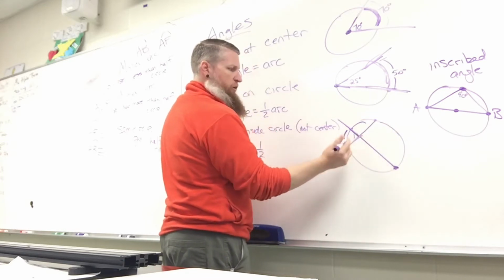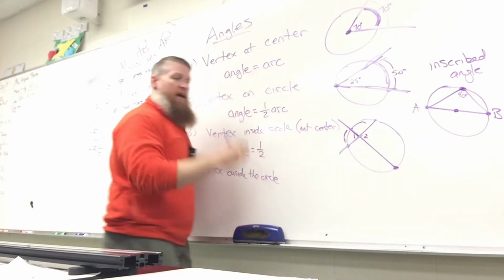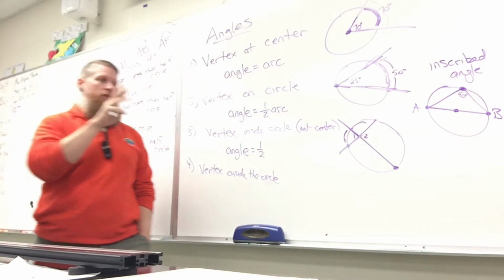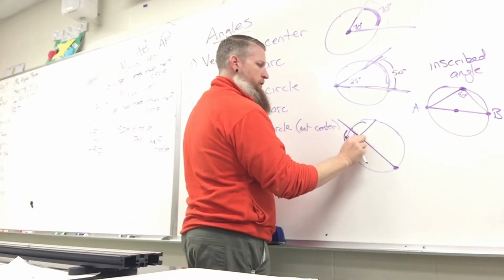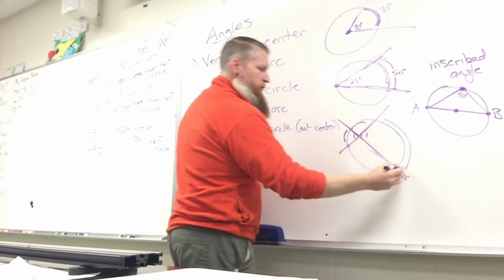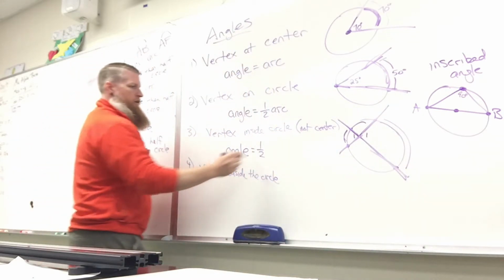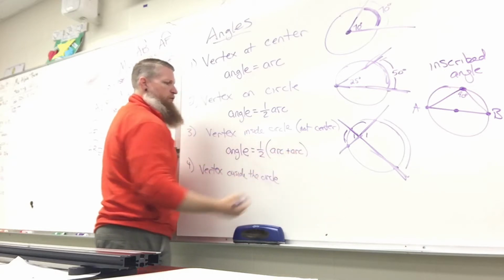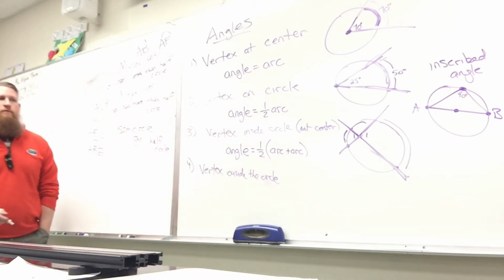Because these two angles, where I have angles 1 and 2, remember those are vertical angles, right? And vertical angles have to be equal to each other. So I have to take into account both of those arcs. So what you're going to do is add those up. So you're basically taking the average of those two arcs together.